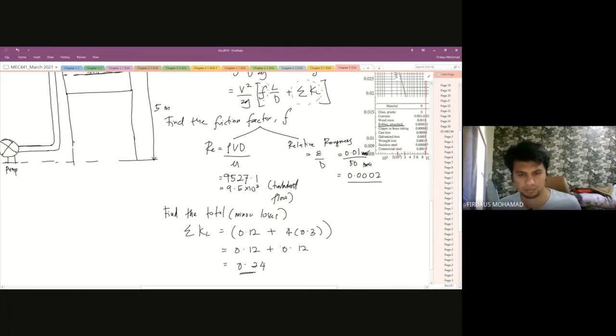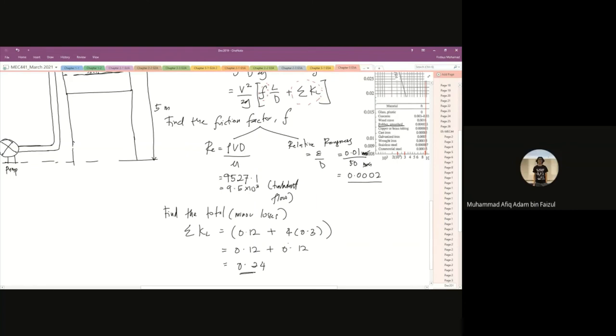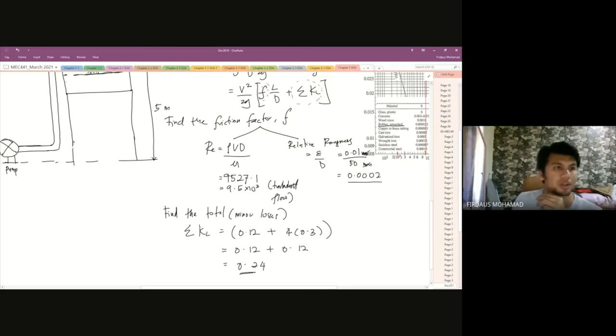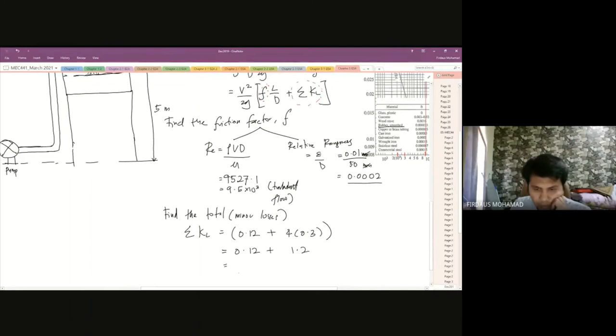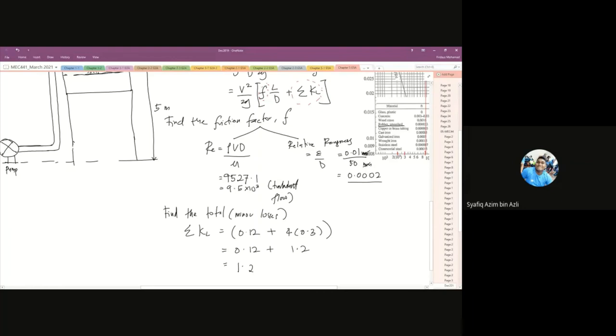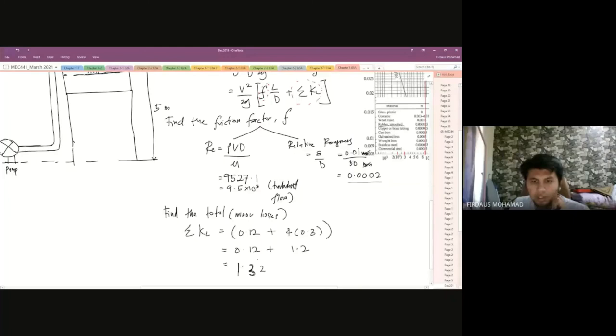Faham? Any question? So 4 times 0.3 tu 1.2. Oh, okay. Sorry. 0.3 ya, bukan 0.03. Sorry. So total 1.32. Okay, so now we can get the head for the pump, this equation, the total head loss.